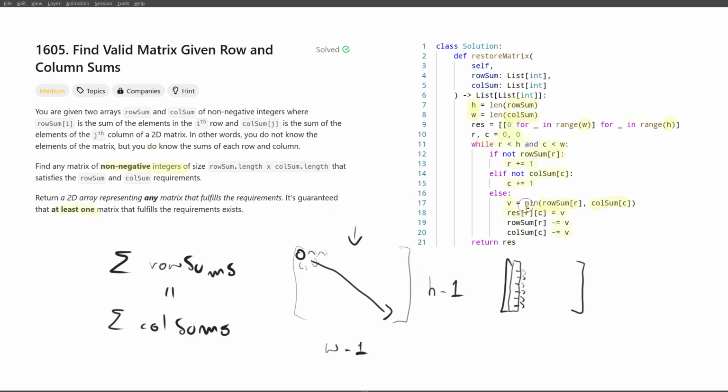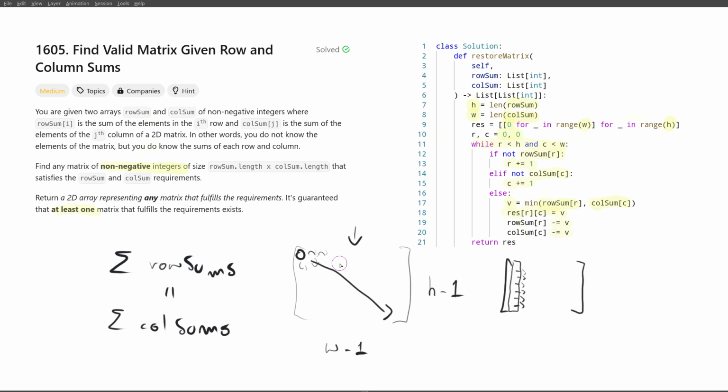But again, that final step, is it possible to at the end have all the row sums be equal to 0, but some col sum to not be equal to 0, or the other way around? And of course it's not possible. In that case, it's not possible to create that matrix. And that leads us to the idea for a proof of correctness.